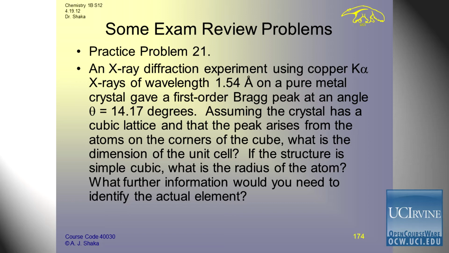So we have a metallic crystal. It's just layer upon layer, a simple cubic probably, of metal. So the incident angle of radiation is 14.17 degrees, and they tell us the wavelength is 1.54 angstroms. Assuming the crystal has a cubic lattice and that the peak arises from the atoms on the corners of the cube, what is the dimension of the unit cell? If the structure is simple cubic, what is the radius of the atom? What further information would you need to identify the actual element? So I'll go ahead and give you 1 minute to work on this a little bit. And then we'll work over it.